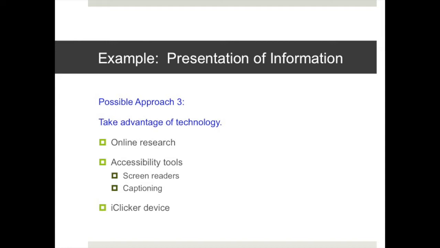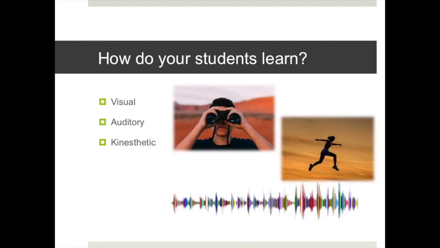Accessibility tools, such as screen readers and captioning. Have students try screen readers or captioning as delivery methods for information. iClicker device. How do your students learn? Visual, auditory, kinesthetic. It may be helpful to your students to learn more about how they prefer to learn.